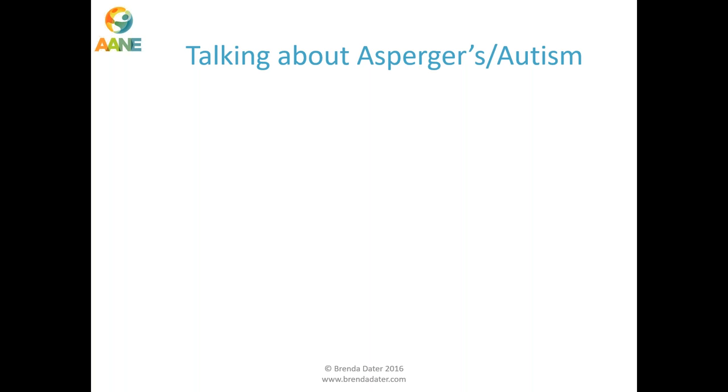Okay. A few questions have come in. What about when the diagnosis is made late, so the child is in their teenage years? How do you broach that with the child, which I think you've already covered, but also with acquaintances?